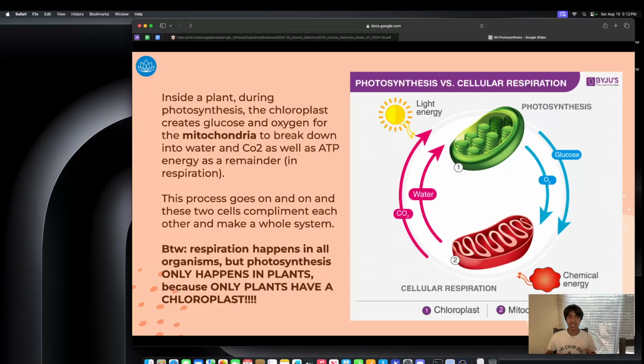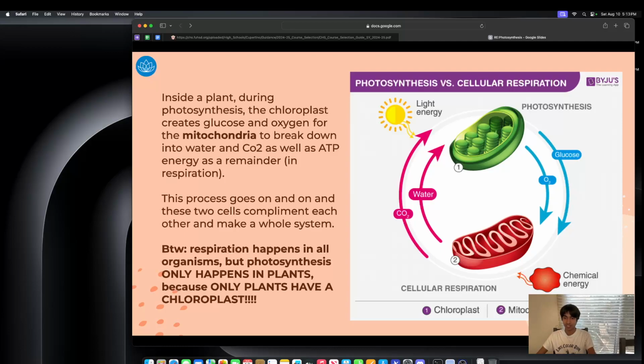So inside a plant, during photosynthesis, the chloroplast creates glucose and oxygen for the mitochondria to break down into water and carbon dioxide, as well as ATP as a remainder in respiration. And this process goes on, and these two cells complement each other and make a whole system. By the way, respiration happens in all organisms, but photosynthesis only happens in plants because only plants have a chloroplast. We humans don't have chloroplasts, and we can't absorb light energy from any of the green pigments that the plant has. So that's not us.